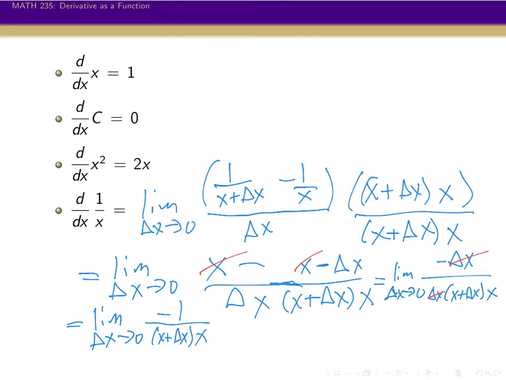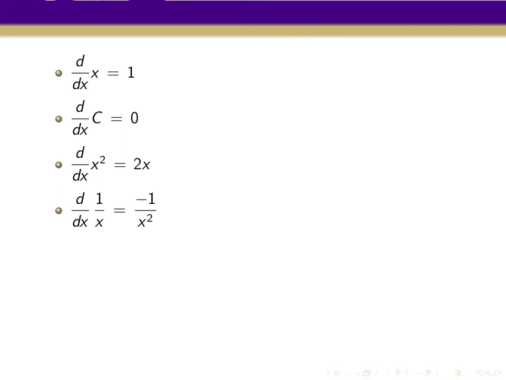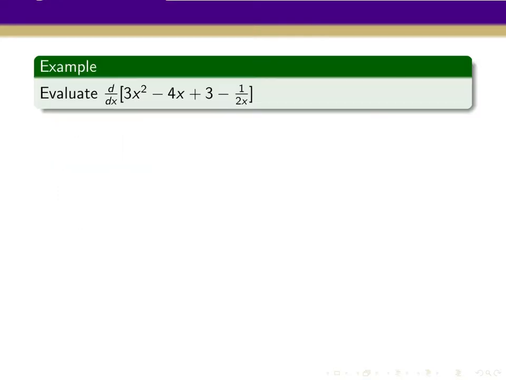And now I can take delta x going to 0. Now I can run through the limit because there's my only delta x. It's going to 0, and I'm going to be left with minus 1 over x squared. And that's my answer. That's my value of the derivative. So the derivative of 1 over x is minus 1 over x squared.